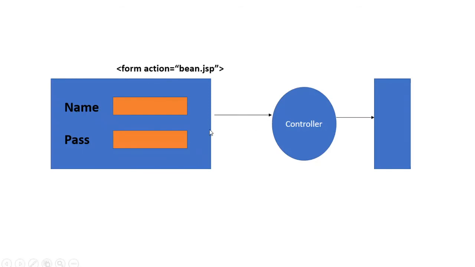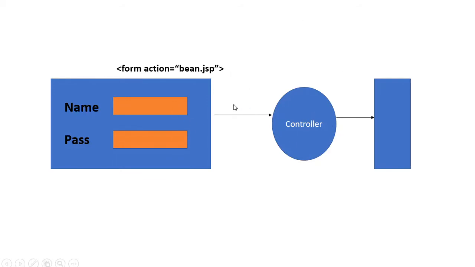So this is what a controller, we can say dispatcher filter, does. It will take this data, that is name and password from the user, and it will call the particular page action, that is bean.jsp. Okay, so I hope you are clear with this simple example.